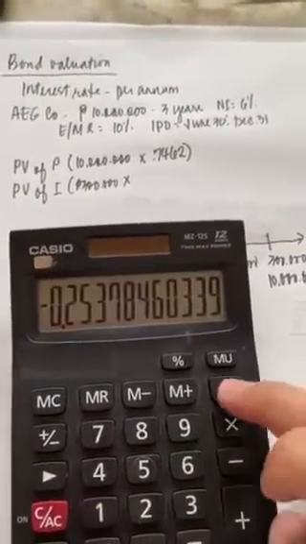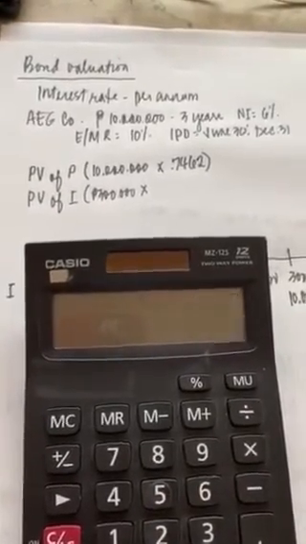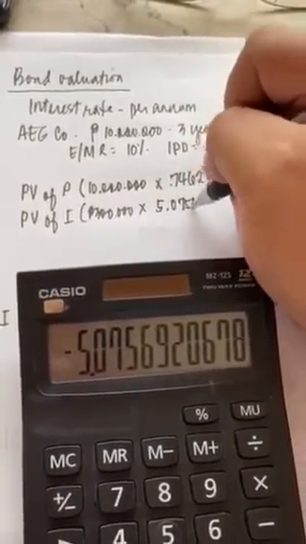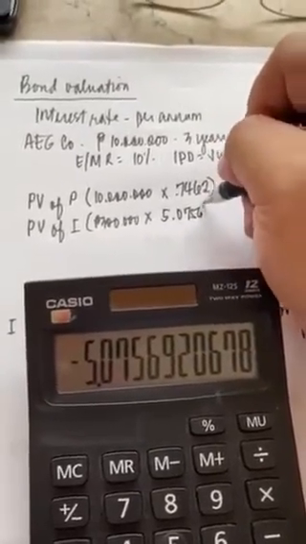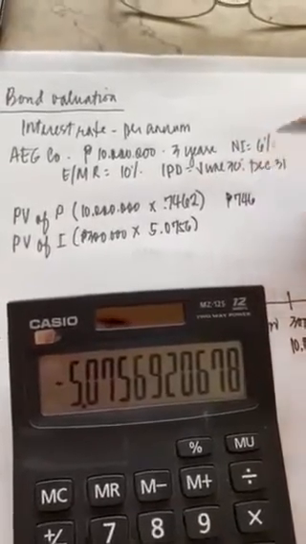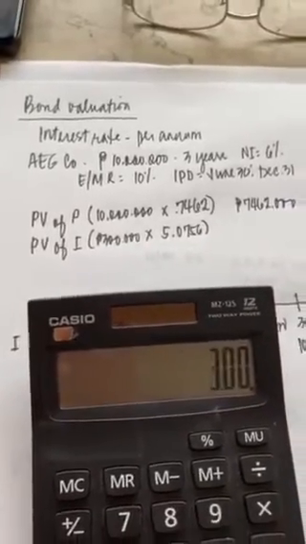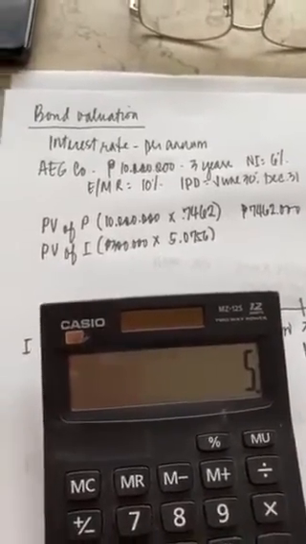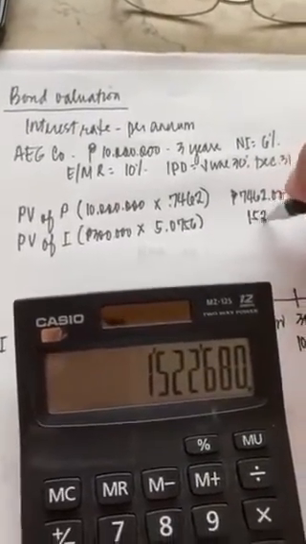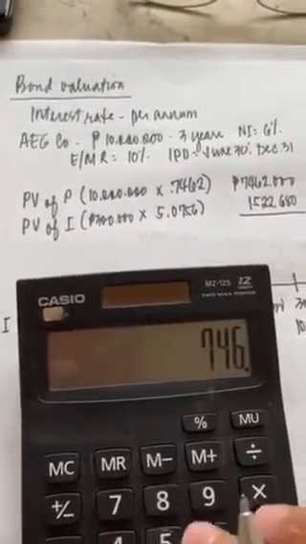Okay. So from here we will compute for the present value of annuity. So that's minus 1 divided by 0.05, which is the effective rate of interest. And so that will give us 5.0756. Okay. So therefore, this is 7,462,000. And this one, that's 300,000 times 5.0756. That will be 1,522,680. We add it all.